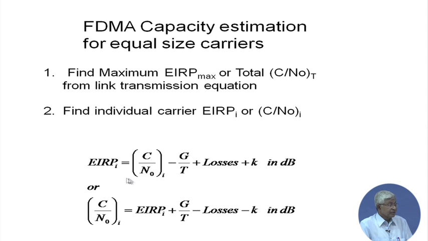So you remember the transmission equation: C by N naught in dB is EIRP plus G by T minus losses minus K. EIRP will be, in this case, from the satellite, so it is EIRP downlink and G by T of the earth station. So EIRP, just by changing the side, EIRP of individual carrier from the satellite is C by N naught of individual carrier minus G by T of the station plus whatever losses are coming, and K is the Boltzmann constant, if you remember. Now where is that efficiency coming in?